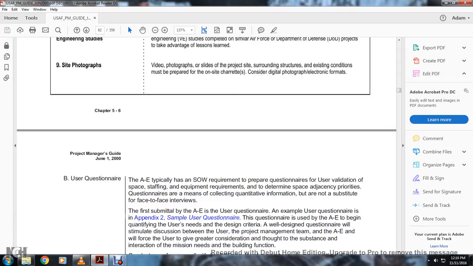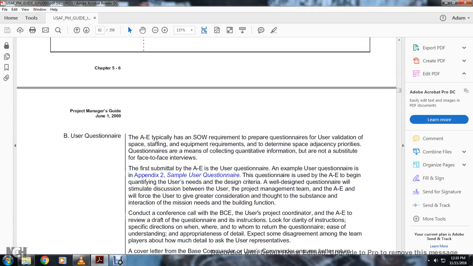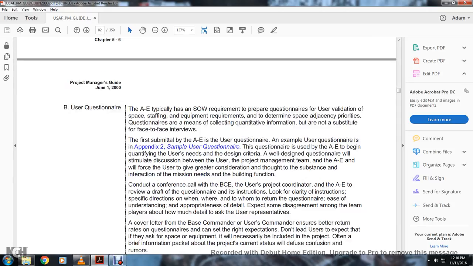B. The questionnaire. Using the electronic architectural engineering typical statement of work when preparing the questionnaire, use validations with basic staff and equipment requirements to determine basic adequate adjacencies, relationships, and priorities. The questionnaire is a means of collecting a quantity of information but is not a substitute for face-to-face interviews. The first submittal of the architectural engineering user questionnaire is an example of the user questionnaire in the appendix. The questionnaire is used for the architect and engineer to qualify the user needs and design criteria. The design questionnaire stimulates discussion between the user and the project manager and will force the user to give greater consideration to substance and interaction, mission needs, and building function.